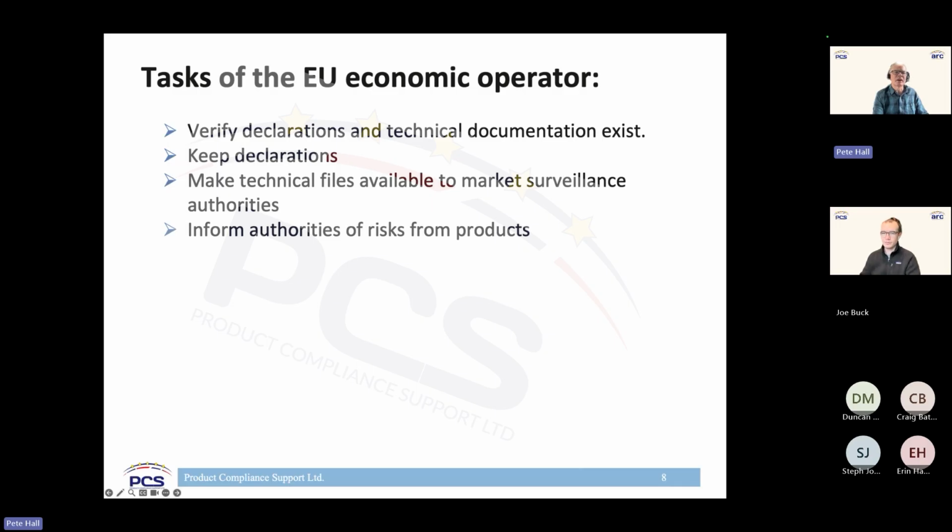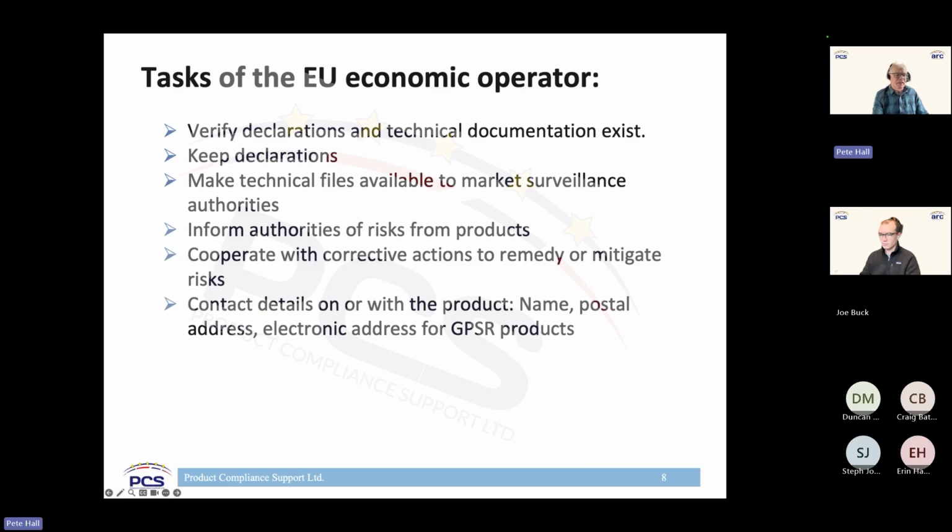If there's risk from products, they have to inform the authorities about those risks, and they have to cooperate with any recalls or other corrective actions. They have to put their name and address on the product and an electronic address so that they can be identified by the authorities and contacted. And it has to be on the product itself, unless the product can't be marked with those details, in which case it can be on the packaging or documentation.